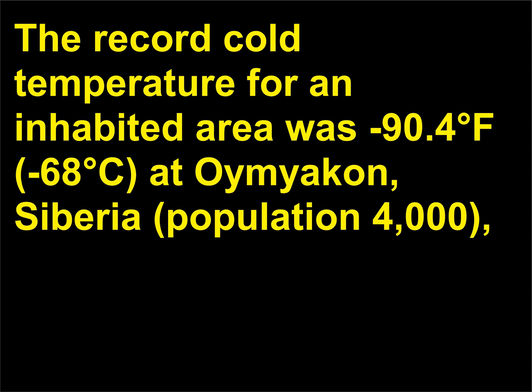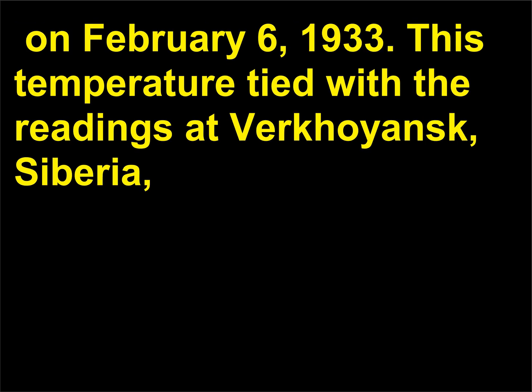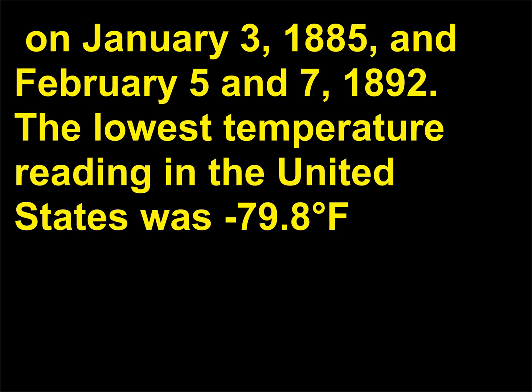The record cold temperature for an inhabited area was -90.4 degrees Fahrenheit, -68 degrees Celsius, at Oymyakon, Siberia, population 4,000, on February 6, 1933. This temperature tied with the readings at Verkhoyansk, Siberia, on January 3, 1885, and February 5 and 7, 1892.